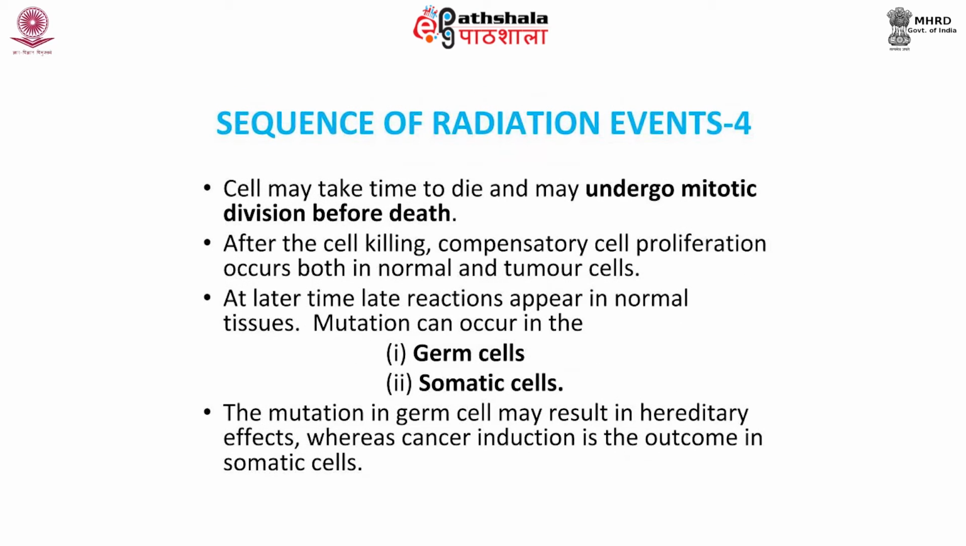A cell may take time to die and may undergo mitotic division before death. After the cell killing, compensatory cell proliferation occurs in both normal and tumor cells. At a later time, late reactions appear in normal tissues. Mutation can occur in germ cells and somatic cells. Mutation in germ cells may result in hereditary effects, whereas cancer induction is the outcome in somatic cells.